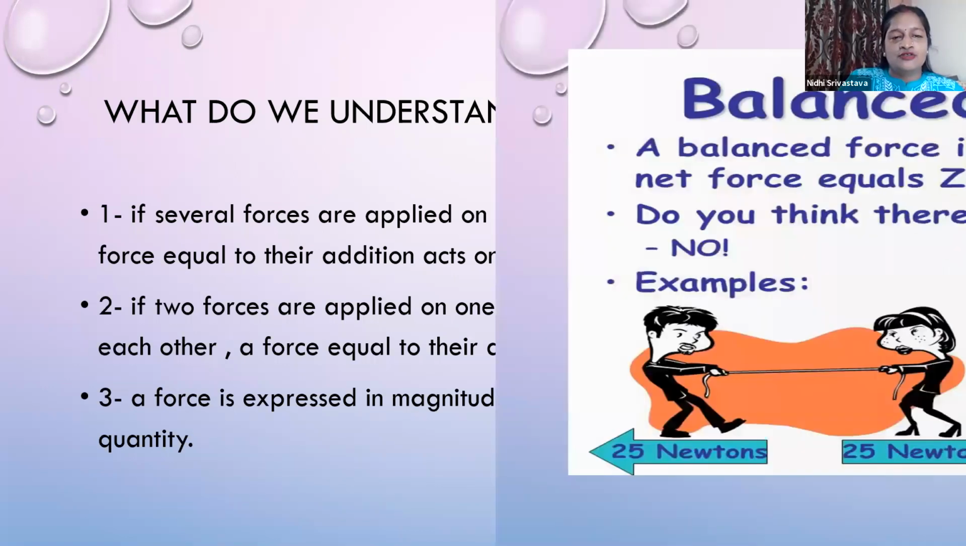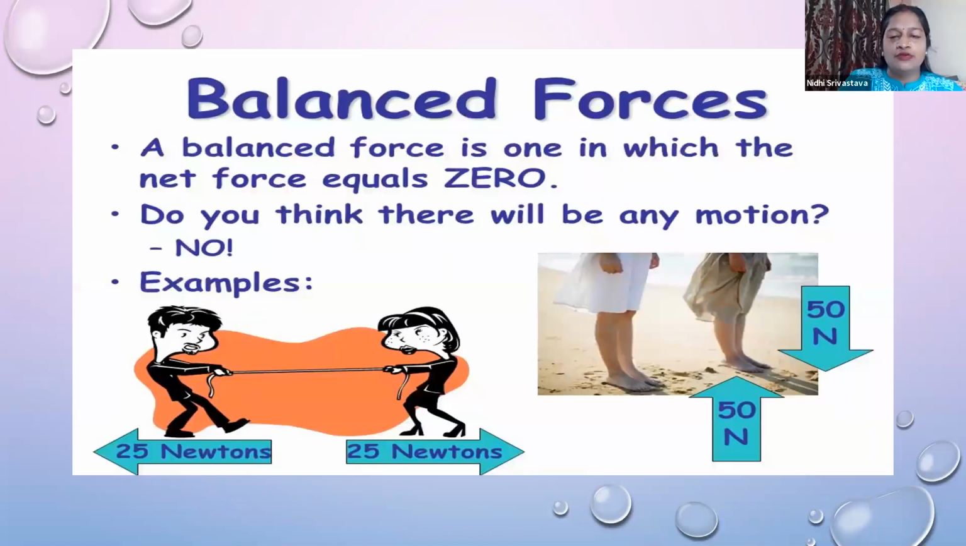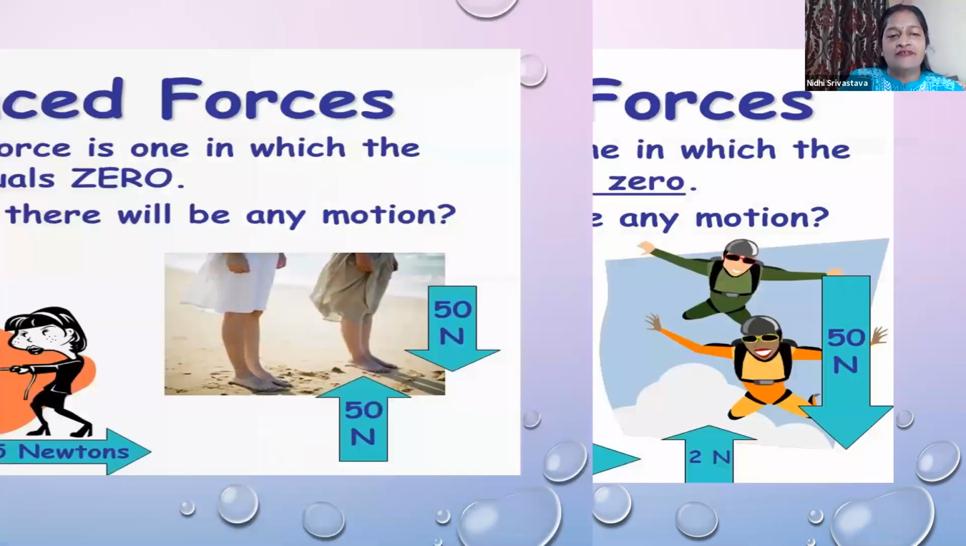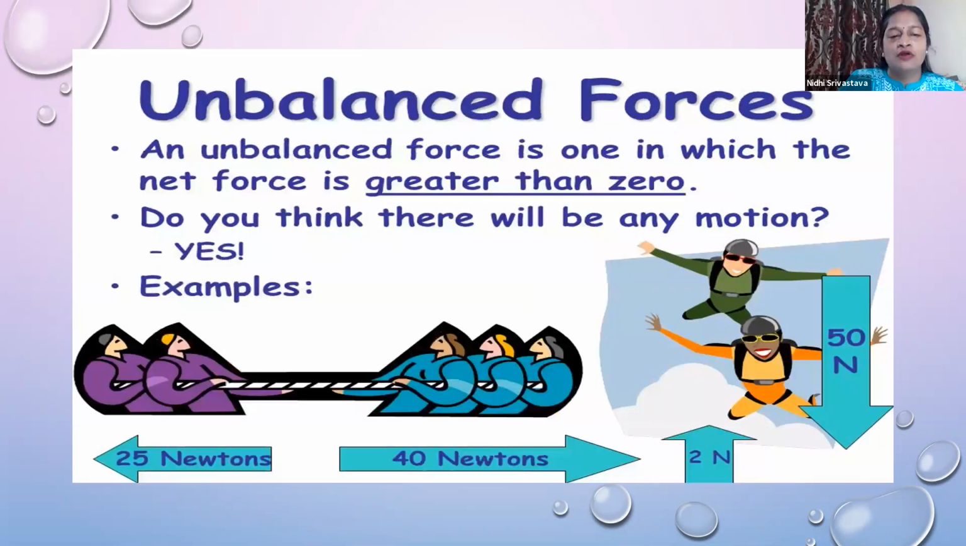Balanced forces. A balanced force is one in which the net force equals 0. Do you think there will be any motion? No. See the examples. Unbalanced forces. An unbalanced force is one in which the net force is greater than 0. Do you think there will be any motion? Yes. See the examples.